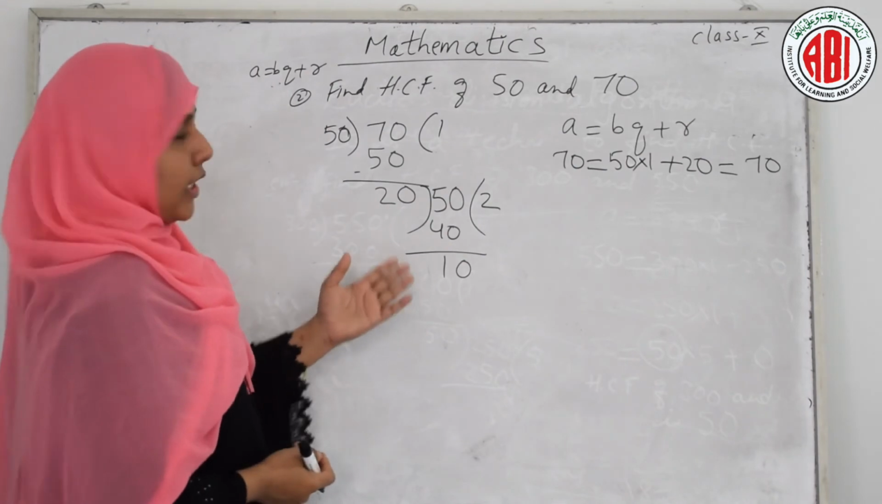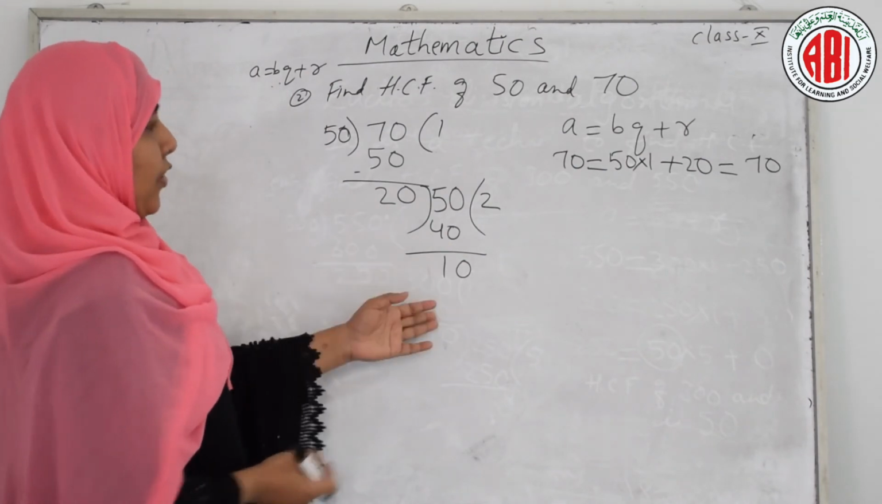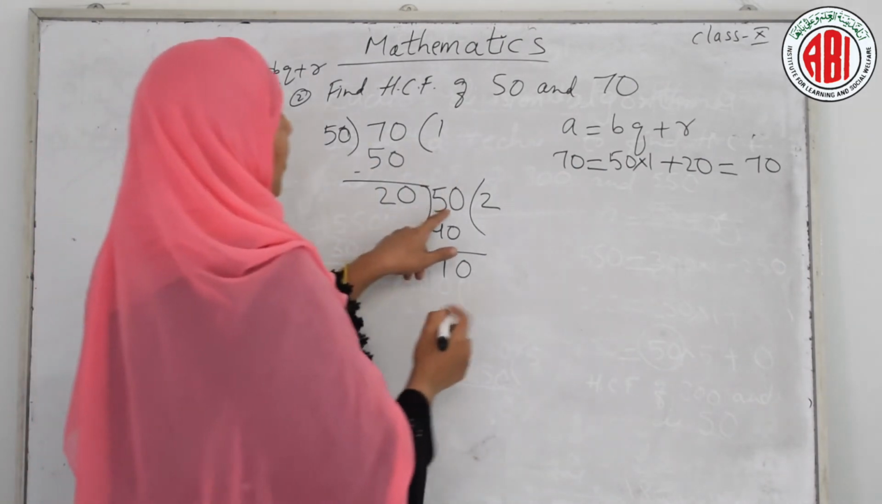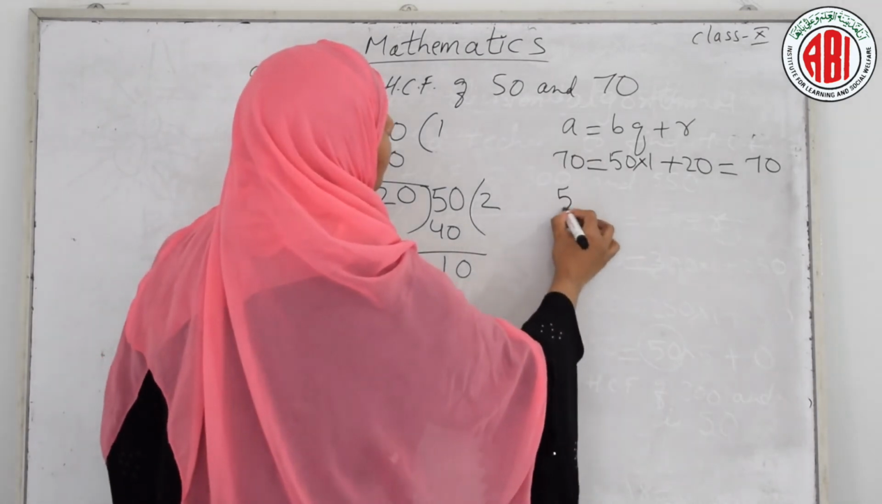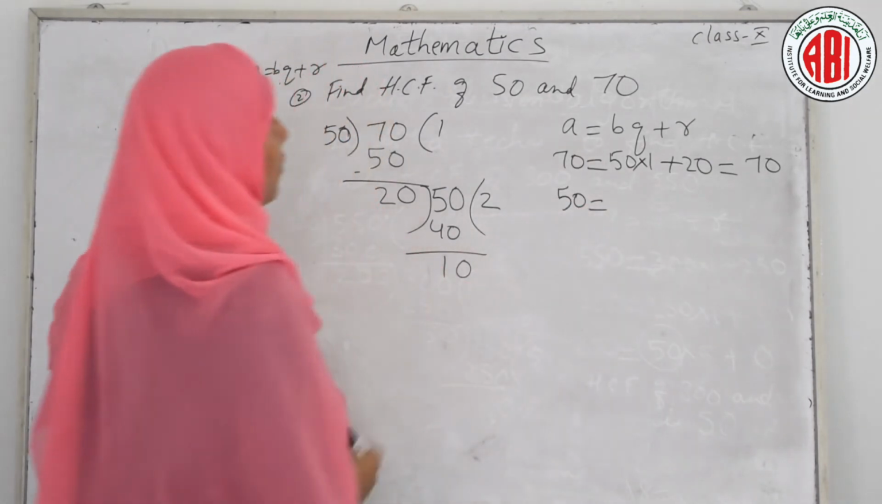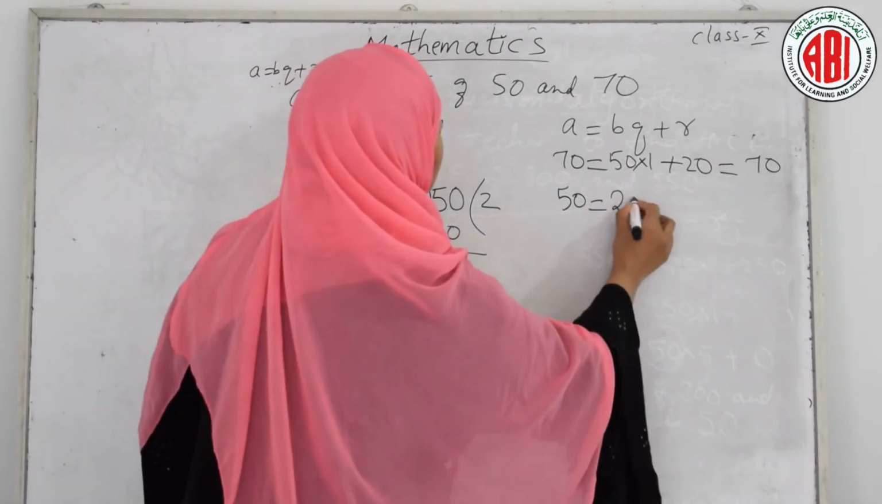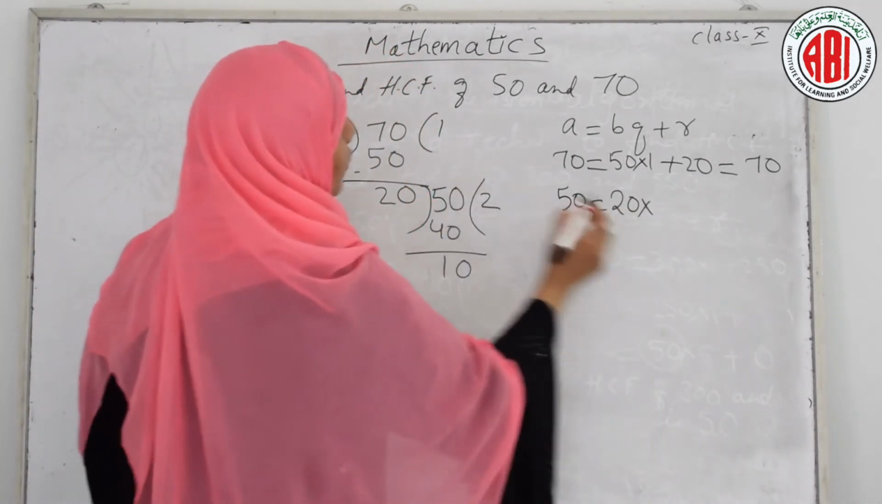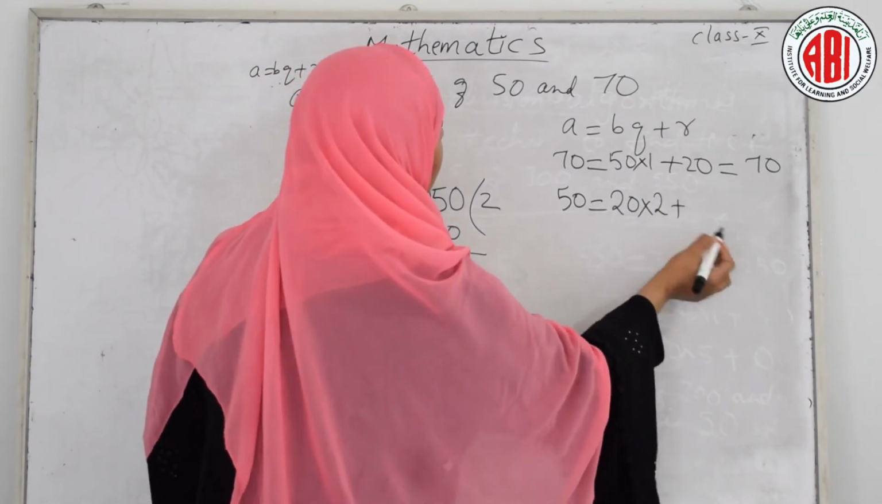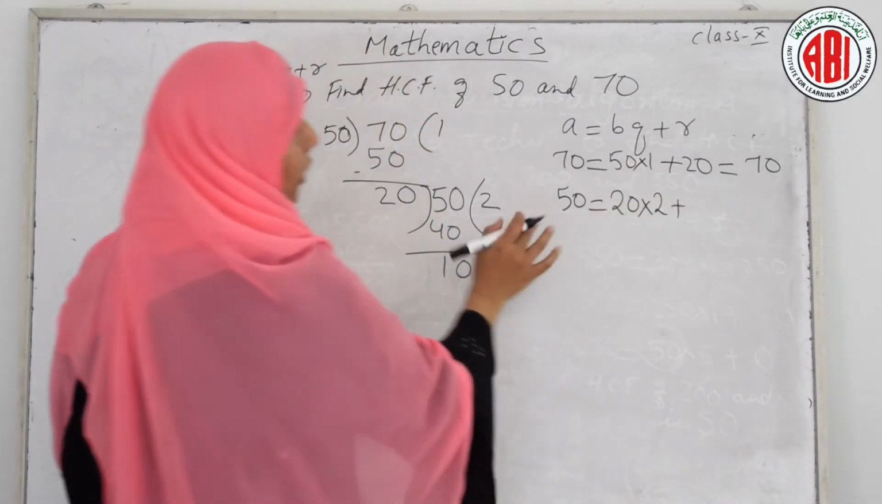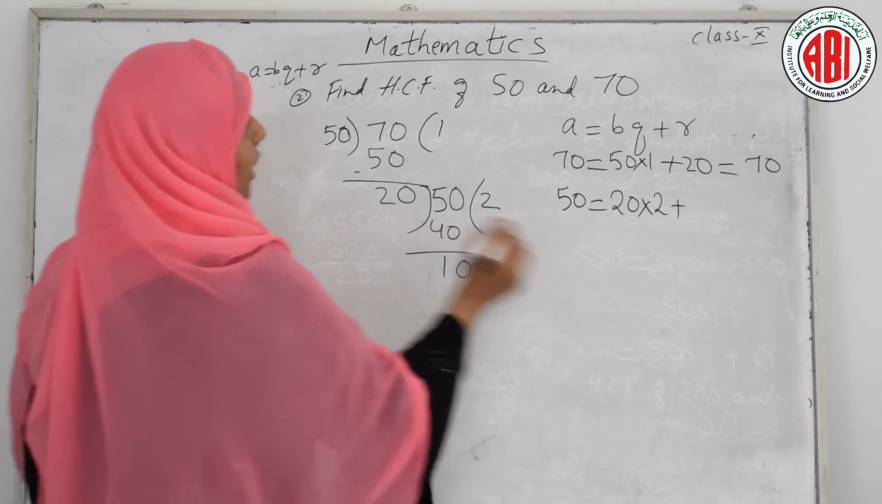Look, again we are not getting remainder 0. This is the next step. We can apply here: A is 50, equals, what is B? B is 20, into Q is 2, plus remainder is 10.